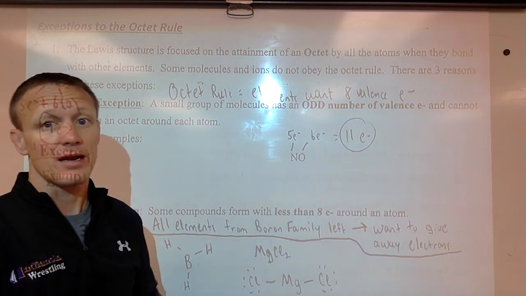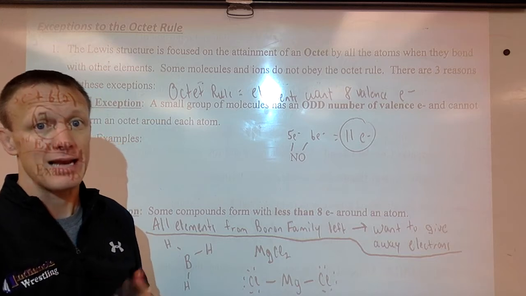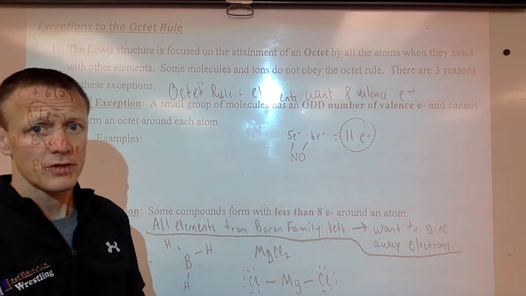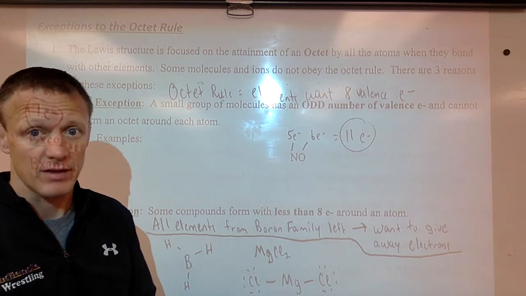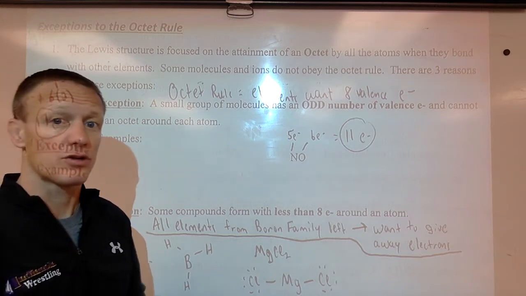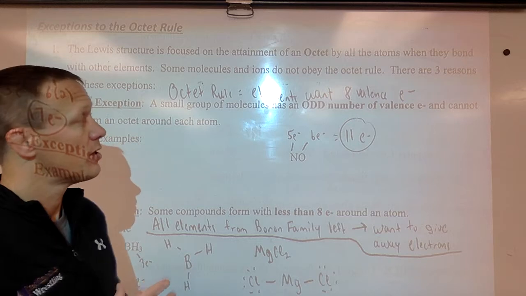Obviously, elements on the right side of the stair step, the nonmetals, are trying to gain electrons. So family 17 wants to gain 1 electron. Family 16 wants to gain 2 electrons to get to 8 valence. The elements left of the stair step, or even family 13 to the left, want to lose electrons.